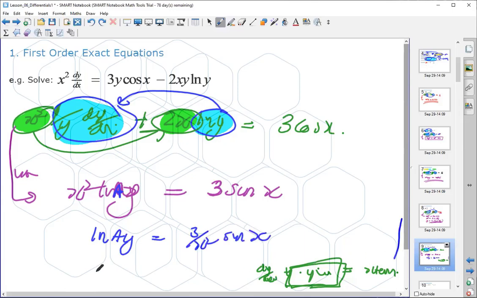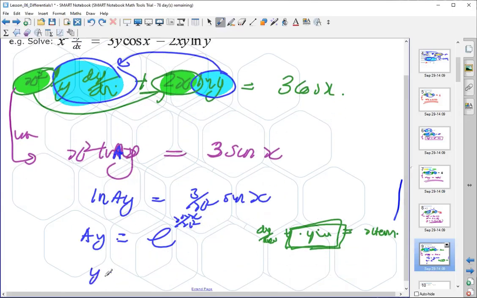You could do e to the power of both sides. So ay equals e to the power 3 over x squared sin x. I'll put the sin x on the top there. And then y equals c e to the 3 sin x over x squared is my final answer. Okay.